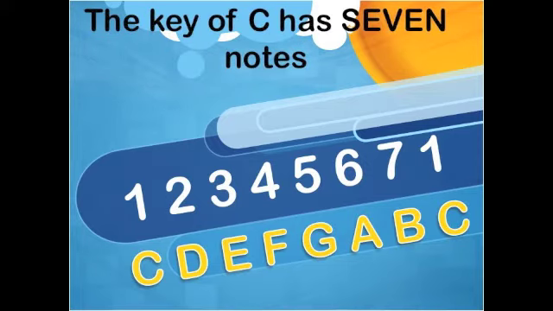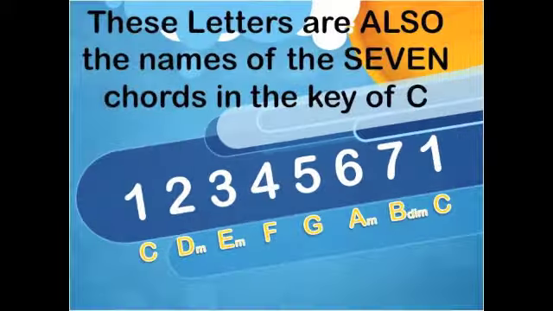The key of C has 7 notes in it. C, D, E, F, G, A, B, and then C again. Now these letters also are the names of the 7 chords in the key of C. C, D minor, E minor, F, G, A minor, B diminished, and then of course C again.